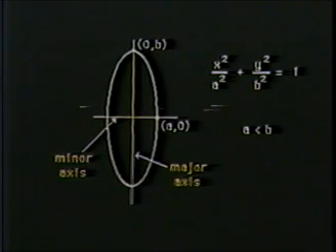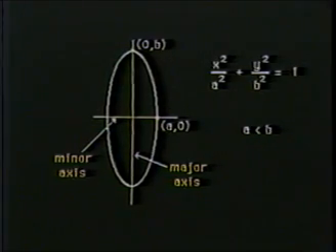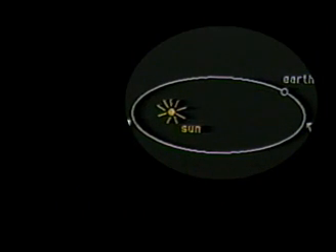Where would you look for an ellipse in the real world? Look up and out, because space is full of ellipses. Our own Earth moves in a giant ellipse with the sun sitting at one focus point.